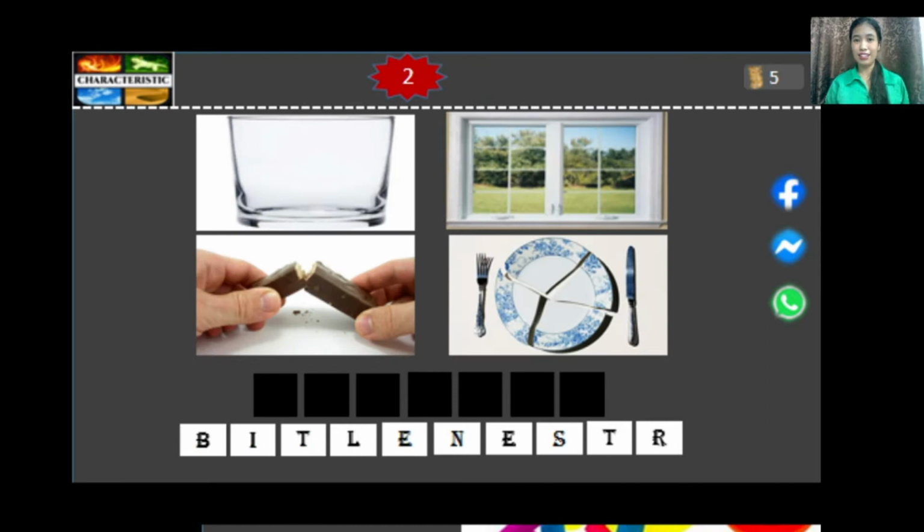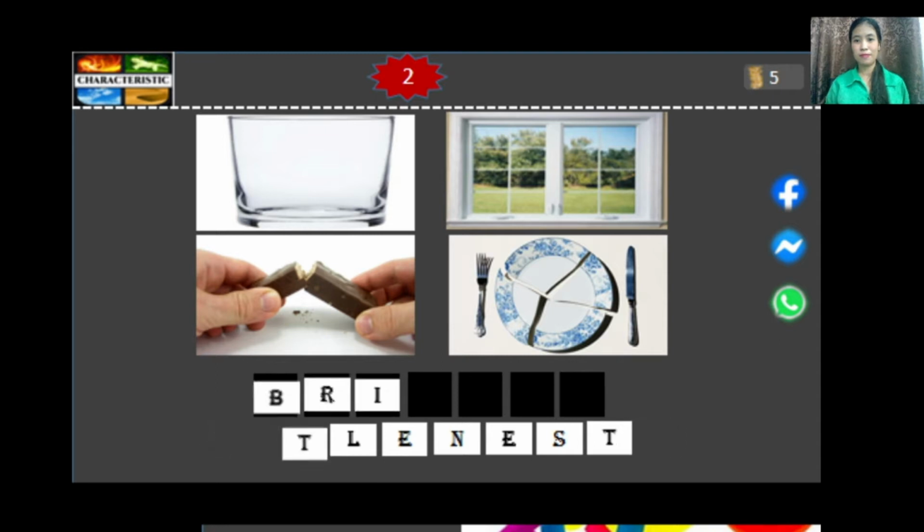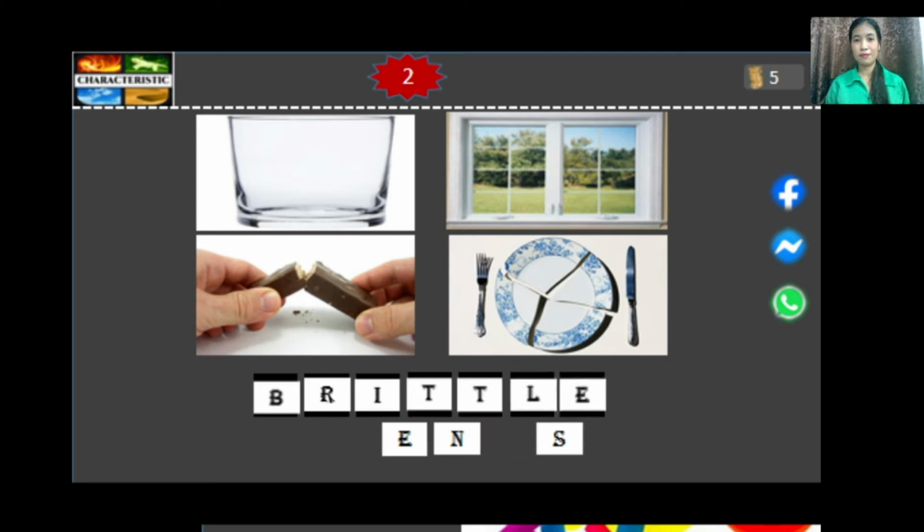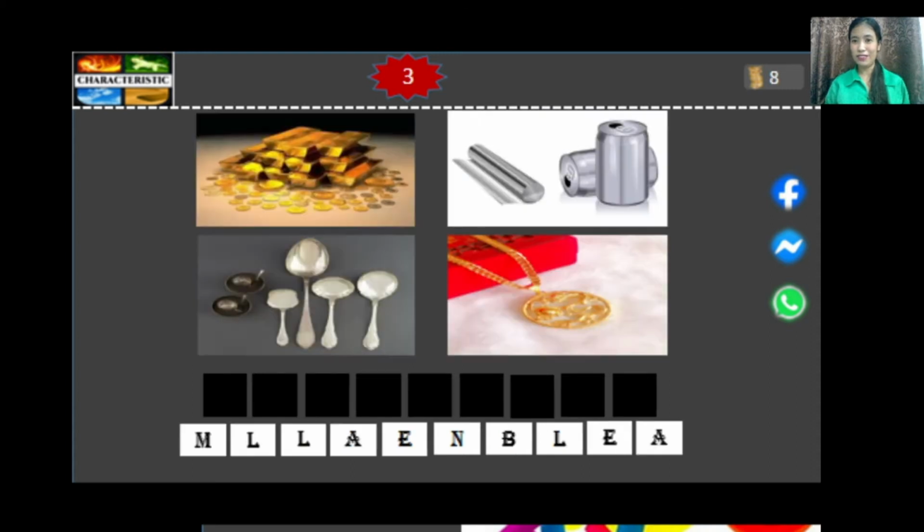Glass, chocolate, window, and a plate. What is the common characteristic of those? The characteristic of those pictures is brittle. How about the third one?